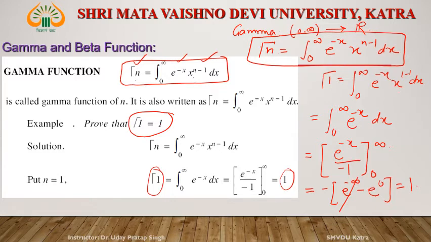Similarly, we can evaluate gamma of 2 also. What is gamma of 2? Integral 0 to infinity e to the power minus x, x to the power n minus 1. Either you integrate it or use the reduction formula, the general formula for the integral 0 to infinity x to the power n e to the power minus x dx. Make the reduction formula of this and use it. For different values of n you can use it.